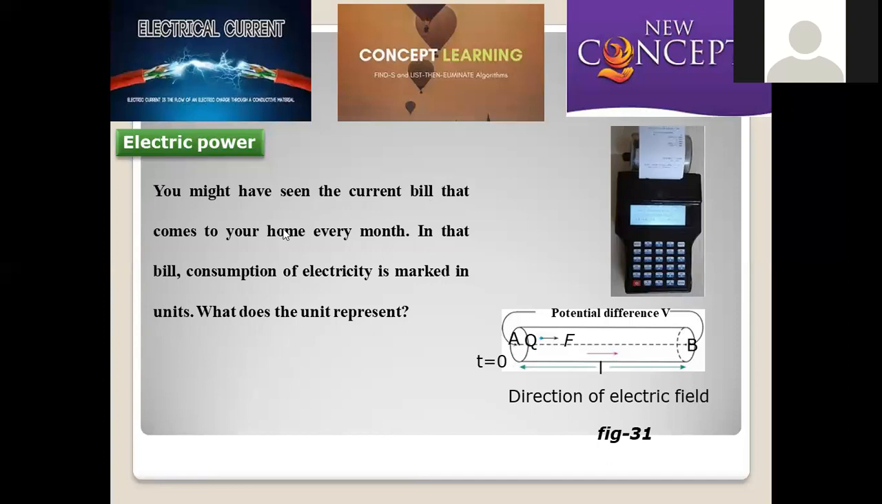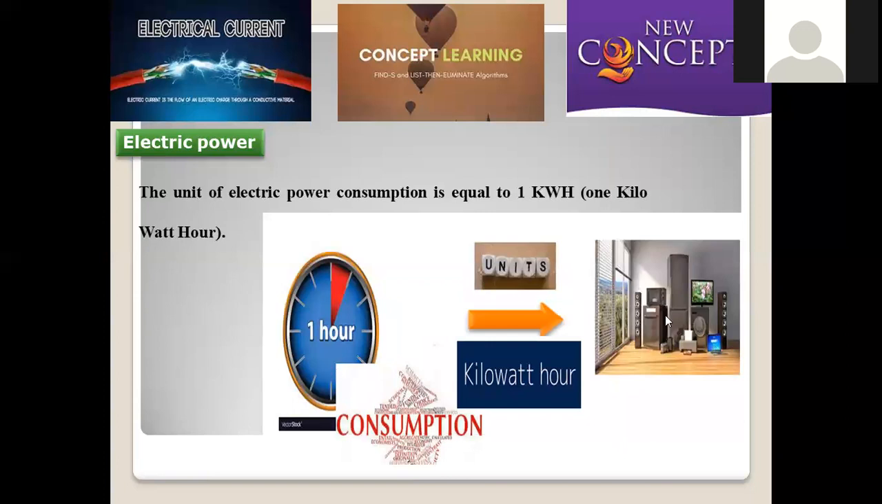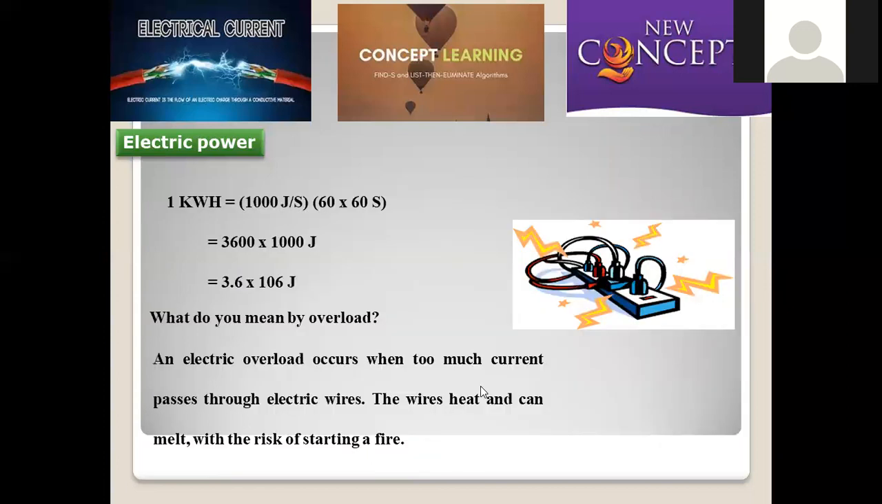Now, you might have seen the current bill that comes to the home every month. We get the current bill in this manner. A digital meter takes the reading, and we get the current bill. Consumption of electricity is marked in units. What does a unit represent? A unit is nothing but how much power is consumed within 1 hour to run all the electronic appliances we are using at home. That is called a unit, which is also called a kilowatt-hour unit.